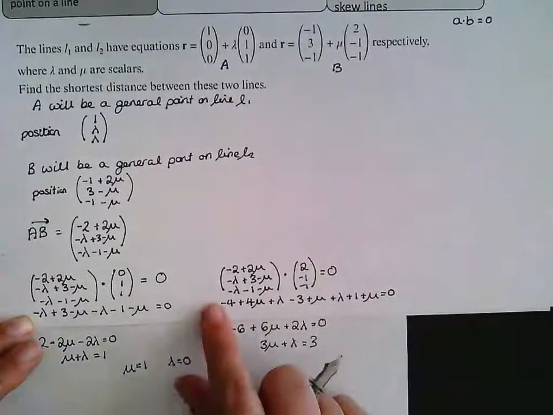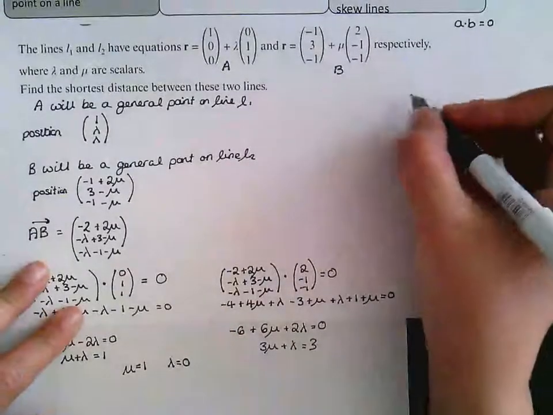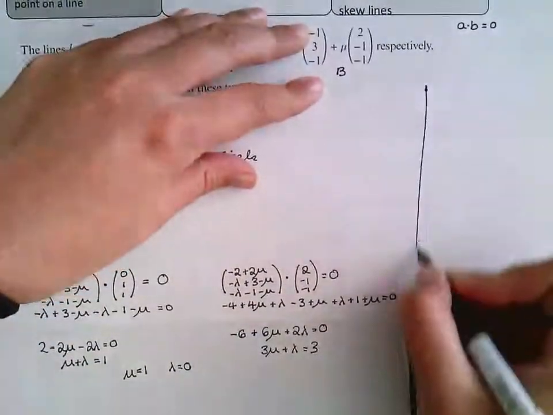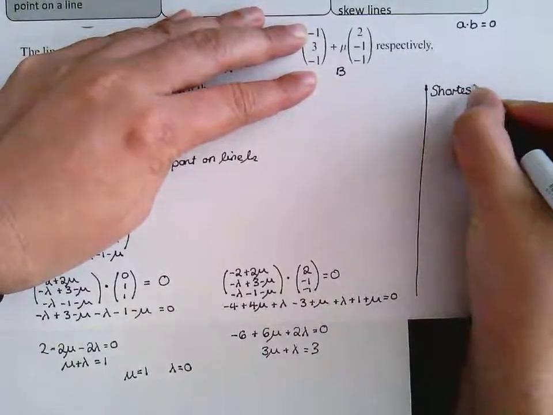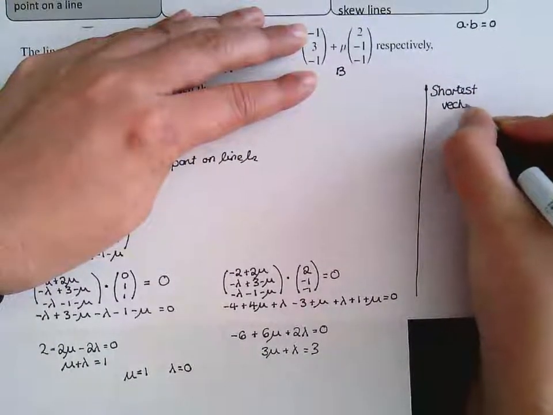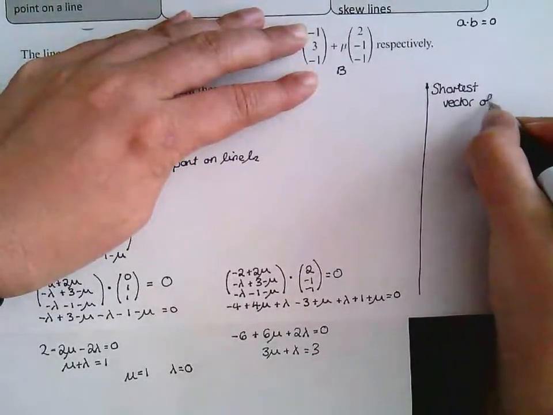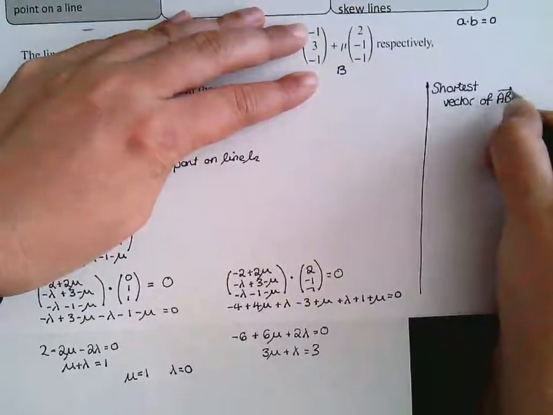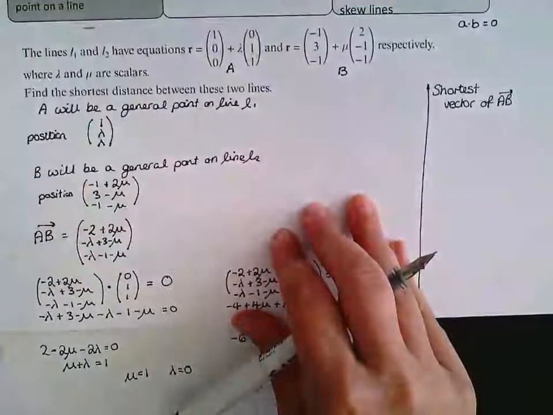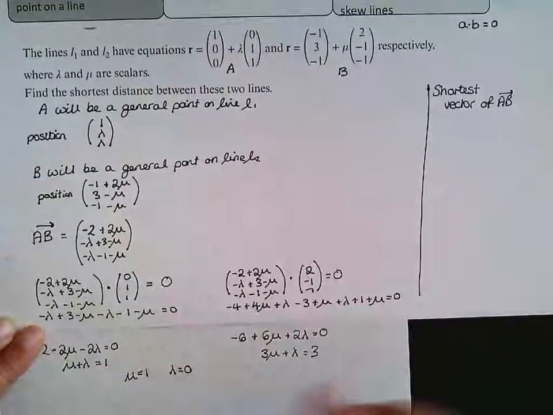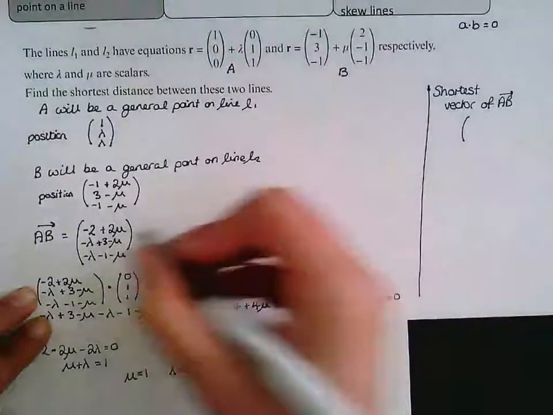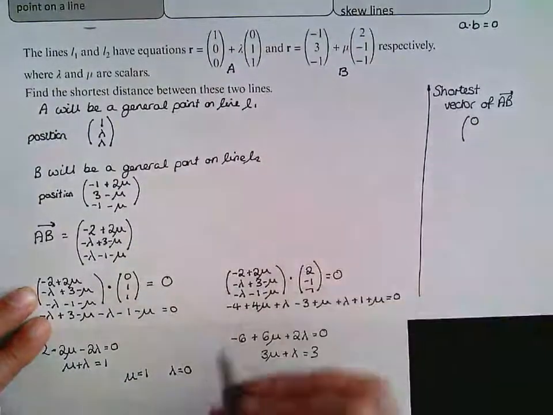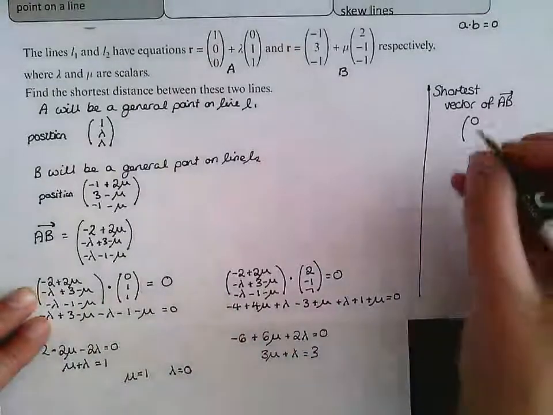So I now know the shortest vector of A to B will occur when these two are true. So I'm going to go back to my movement and substitute these in. And that would give me, well, mu is 1, so that would be 0. Lambda is 0 and mu is 1.